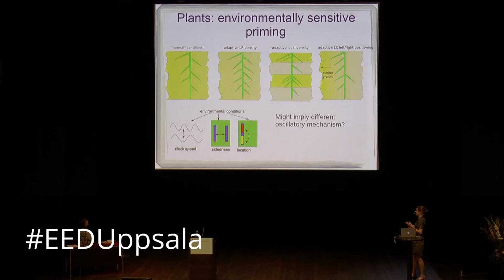So, okay, there is this oscillator, but we know that the environmental conditions can impact clock speed, can impact on which side the lateral roots will turn up, and it will influence the exact patch of where the lateral roots will be formed. Whereas in an animal, once you have this oscillation, everything else is fixed.